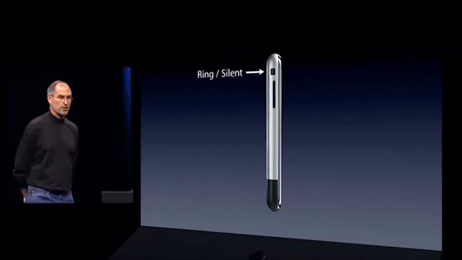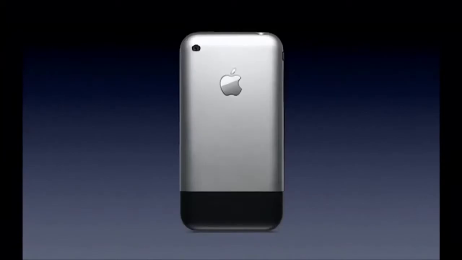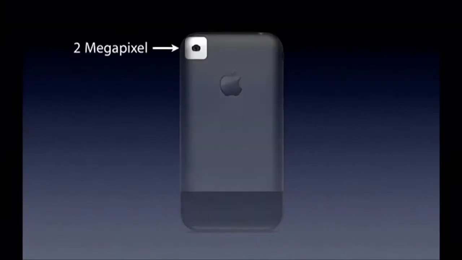And we got some controls on the side. We got a little switch for ring and silent. We've got a volume up and down control. Let's look at the back. On the back, the biggest thing of note is we got a 2 megapixel camera built right in.